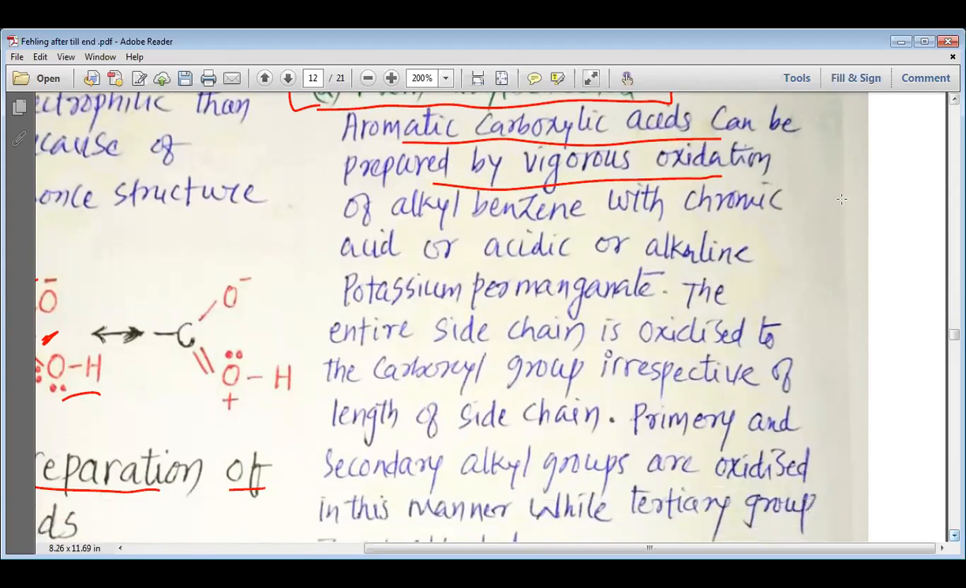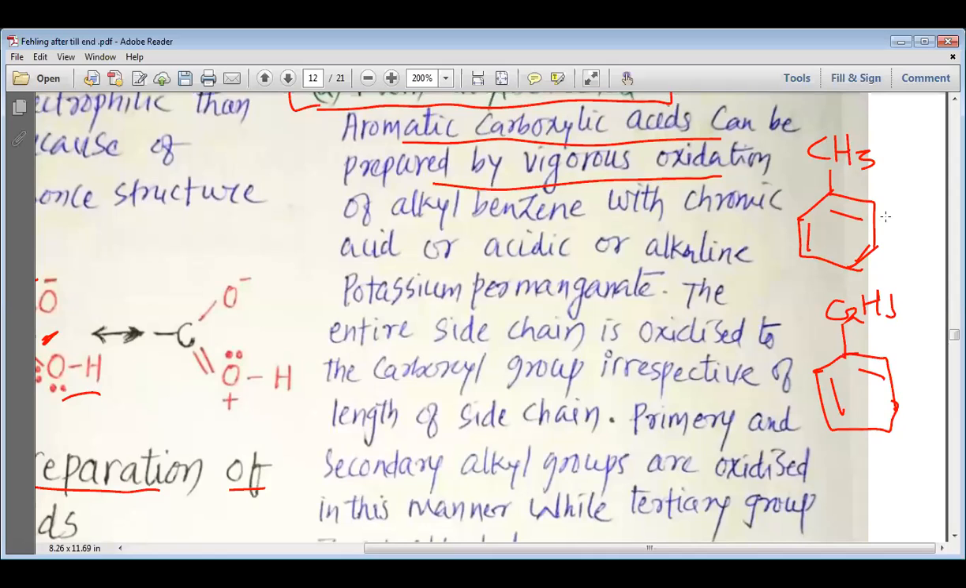What do you mean by alkyl benzene? So you have the benzene structure. On this benzene structure, my dear students, we have a methyl group bonded, like we have toluene. We can have an ethyl group bonded to the benzene, which is known as ethyl benzene. So by using such compounds, even by doing their vigorous oxidation, we can prepare carboxylic acids.